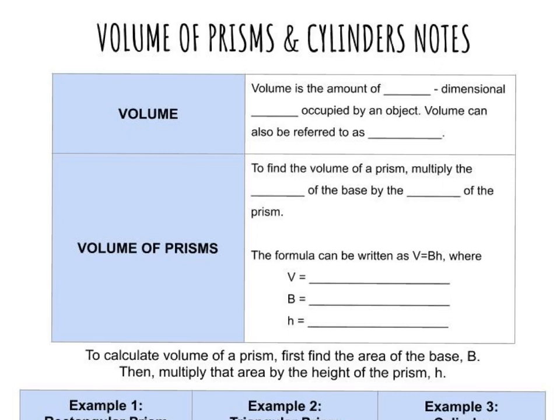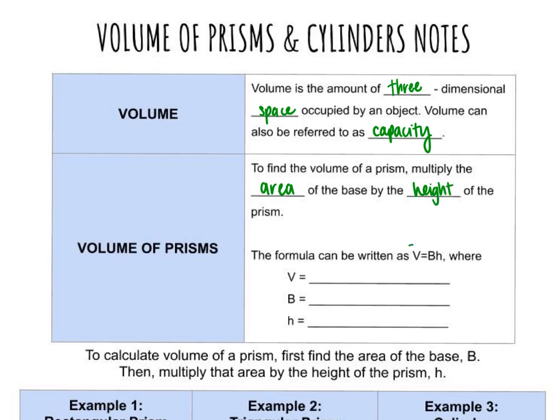So volume is the amount of three-dimensional space occupied by an object. Volume will sometimes also be referred to as capacity. So to find the volume of a prism, which is what we're starting with, you're going to multiply the area of the base by the height of the prism.